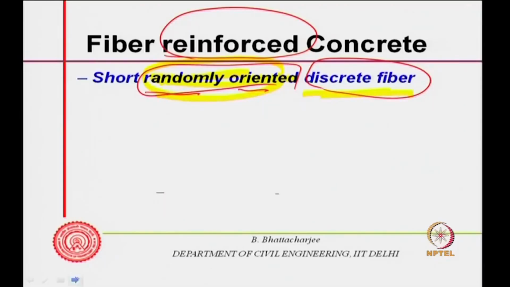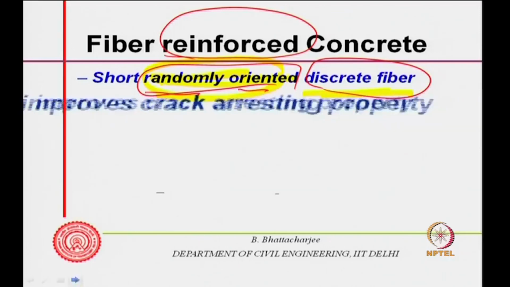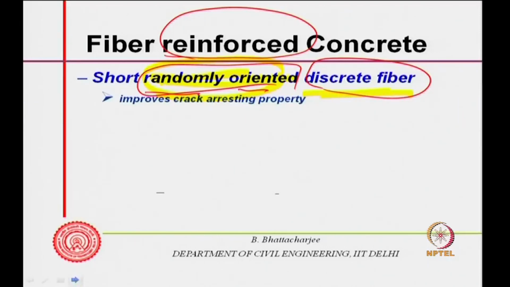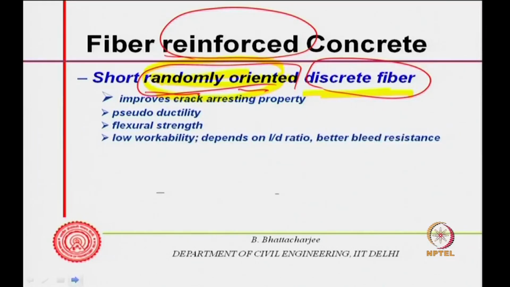That is what we are talking of, and they are different from conventional reinforcement, which we normally understand in concrete. They essentially improve the crack arrestation property. They would provide pseudo ductility. How they will provide, we will look into. Flexural strength enhancement is there, and obviously, they do not improve the workability. They are like elongated aggregates, and therefore, they lower the workability, and it will depend upon L by D ratio. They provide better bleed resistance.